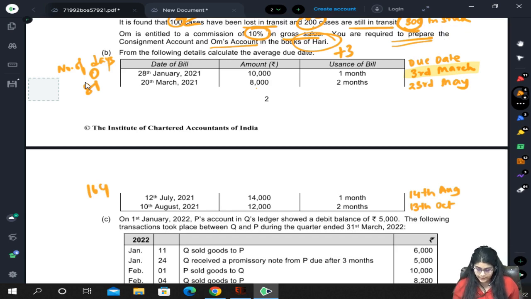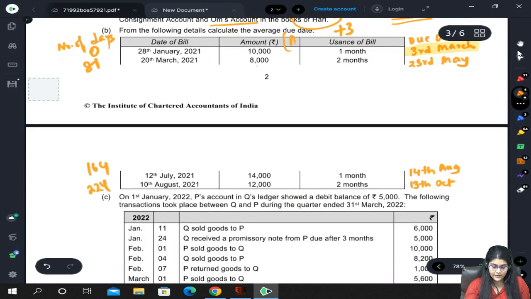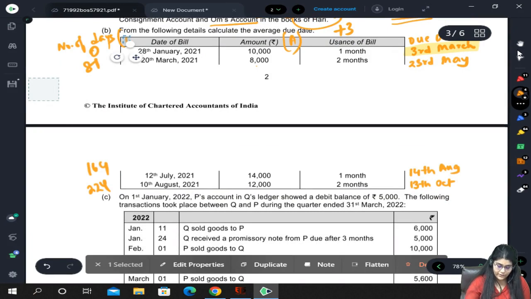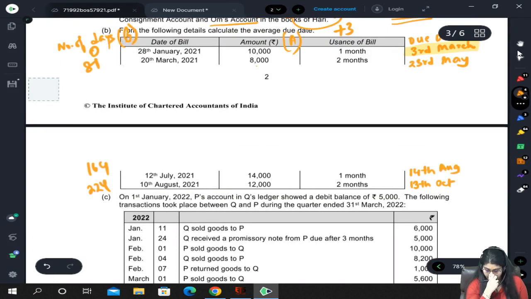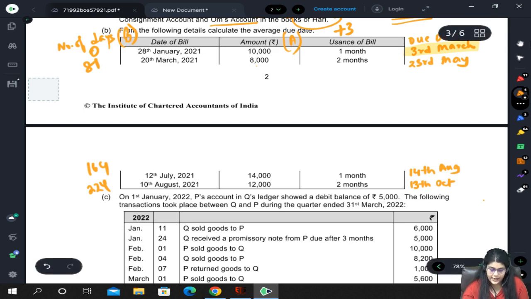Lastly, 13th October: April, May, June, July, August, September. All of these 6 months fully, and another 13 days plus 27 days of March, giving us a total of 224 days. Now the next step, we all know, is multiplying the number of days column with the amount column. The products we will sum up. Since there is no space, I'm just summing it up on the calculator.